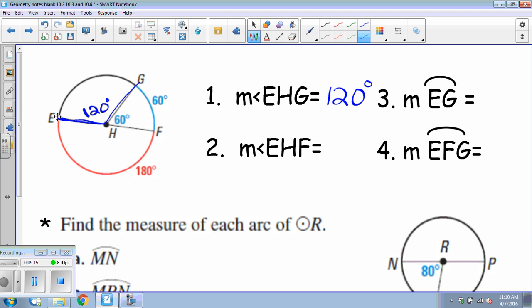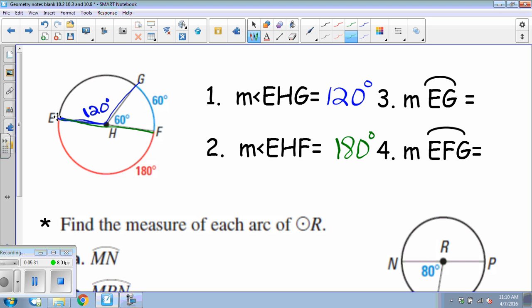All right, so let's get back to this. Number 2, the measure of angle EHF. EHF, that is what? 180. Very good. Makes a straight line.